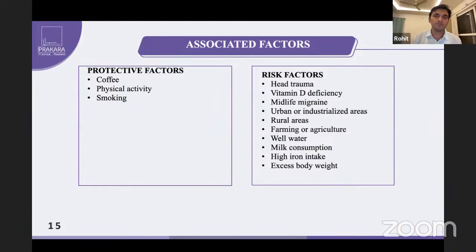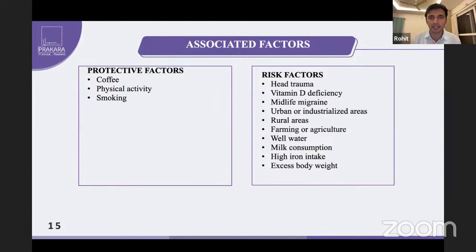And for some strange reason, smoking also: the incidence of Parkinson disease in patients who smoke is found to be less, but that does not mean we should start smoking, because the risk factors or the adverse effects of smoking are far worse when compared to this slight protective association.